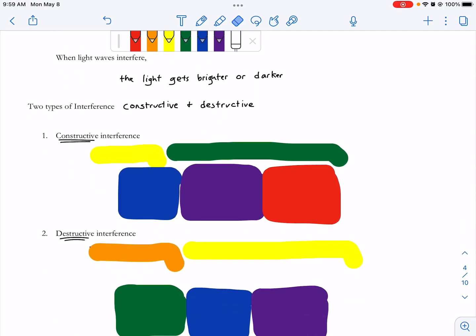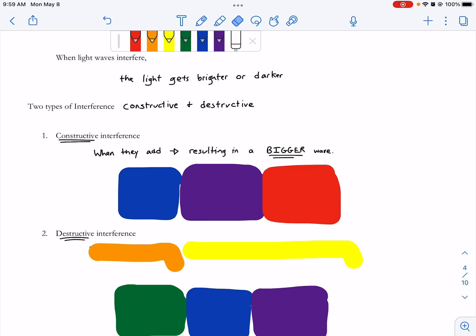When you have constructive interference, that's when they add. Constructive, you might think about constructing things. That means that they're going to get bigger when the waves get together. They're going to add together to get bigger.